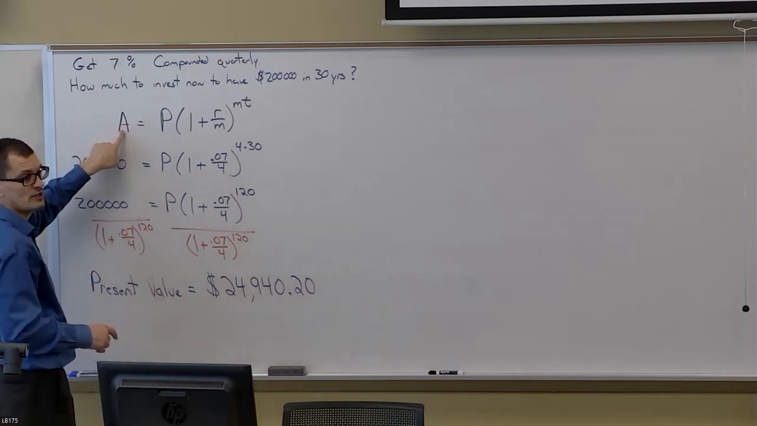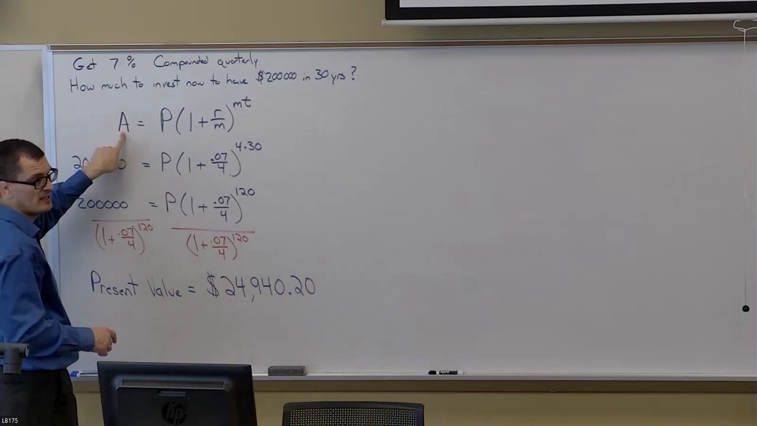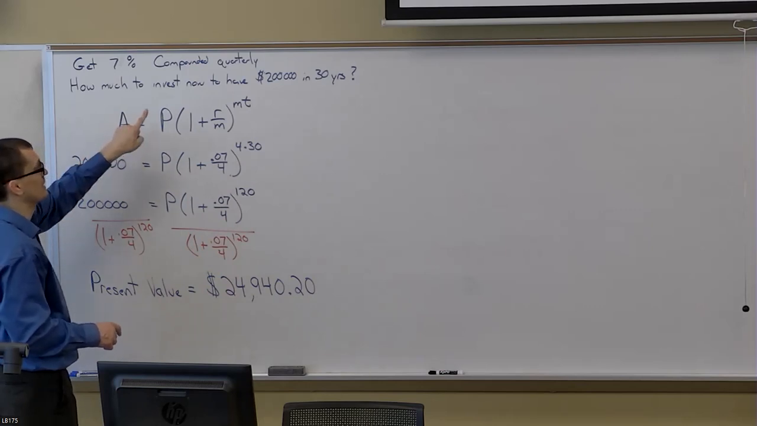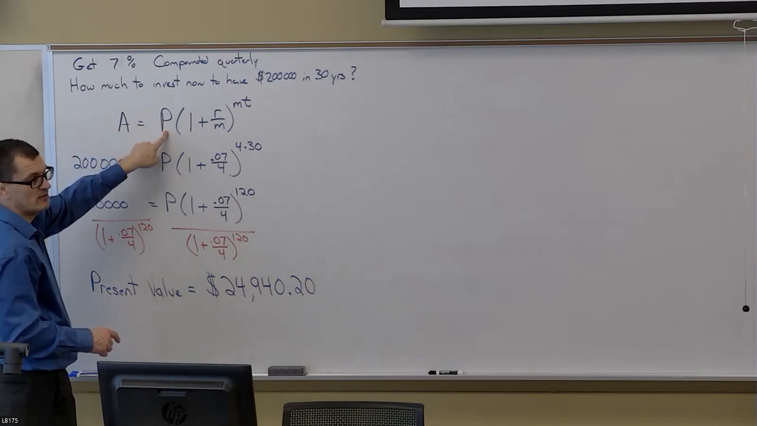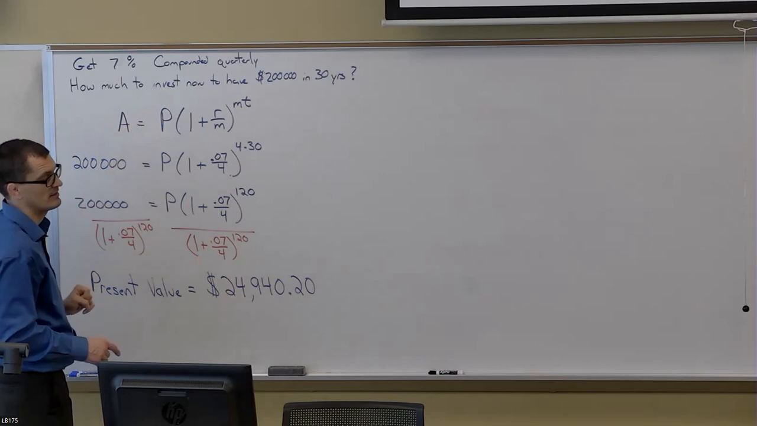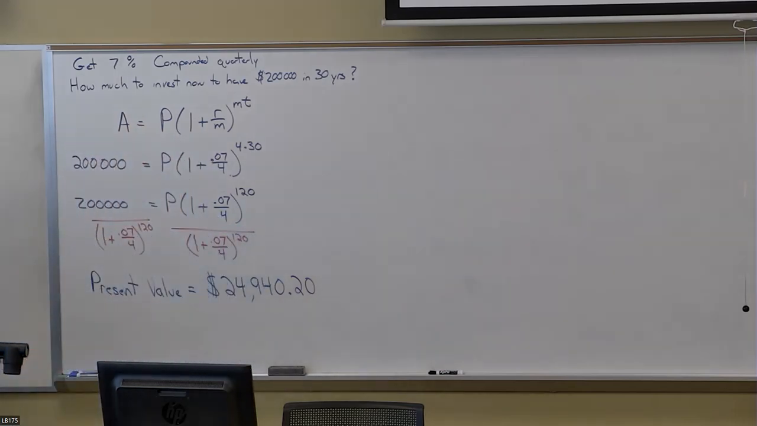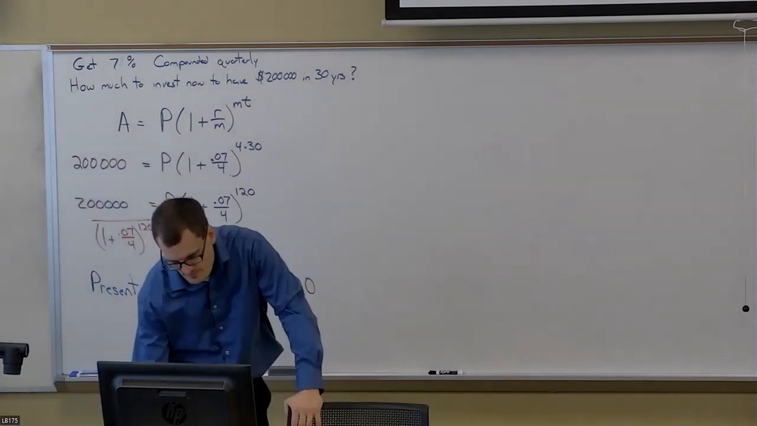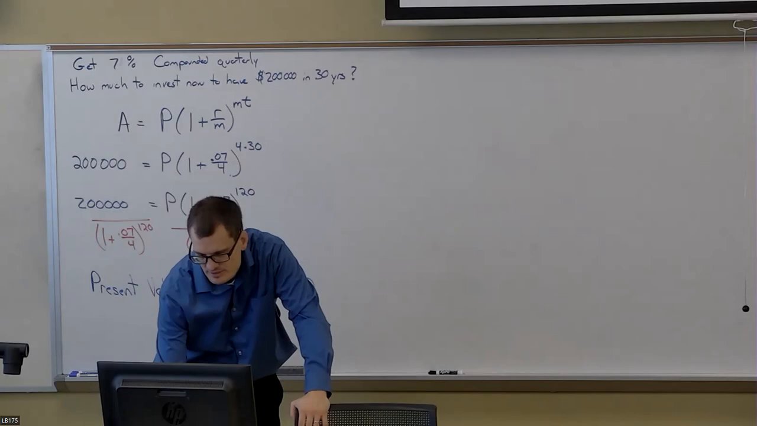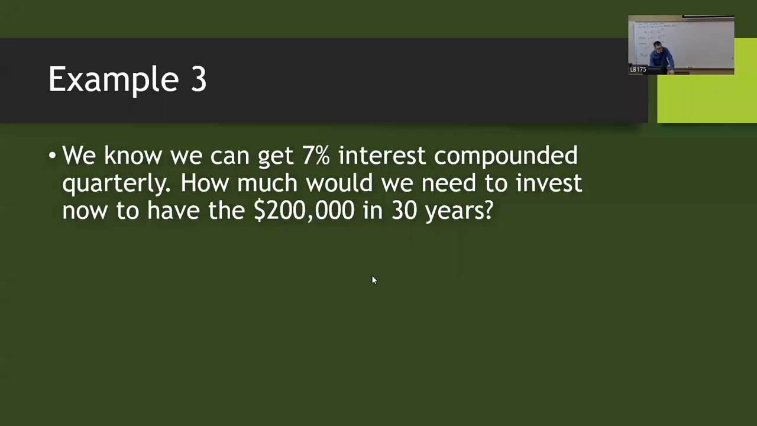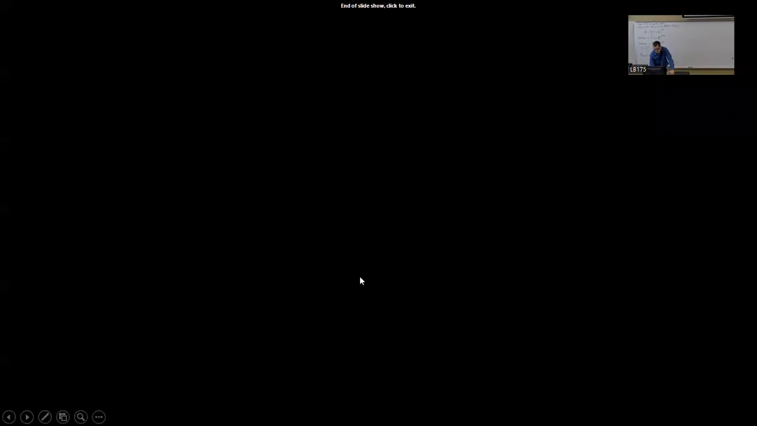So just be very careful about reading those problems. If you want 200,000 in the future, then it's your A, versus you're putting in 200,000 now, how much is going to be in the future, you're putting in the P. So just read that carefully, make sure you don't misread the problem. That's probably the biggest mistake that people make, primarily when they're taking the test, because in the homework, all of the present values are in the same section.